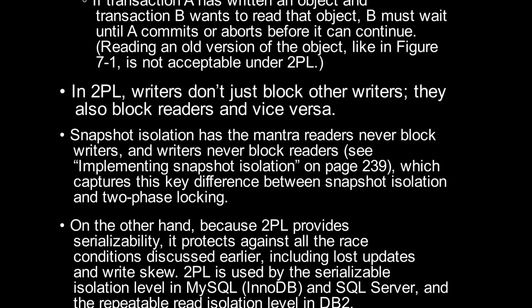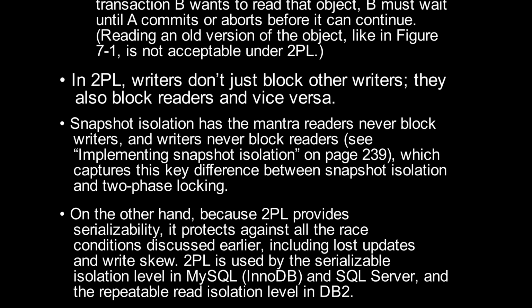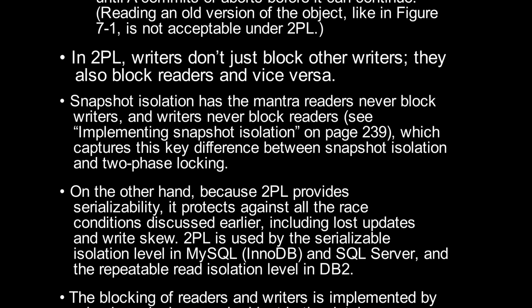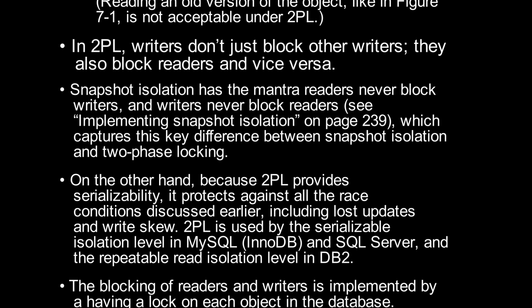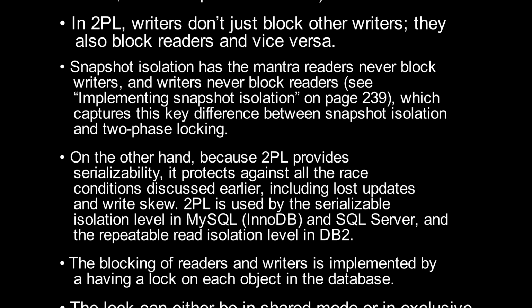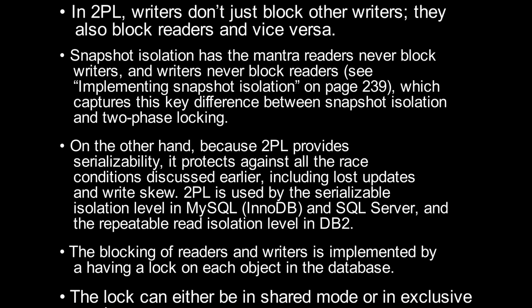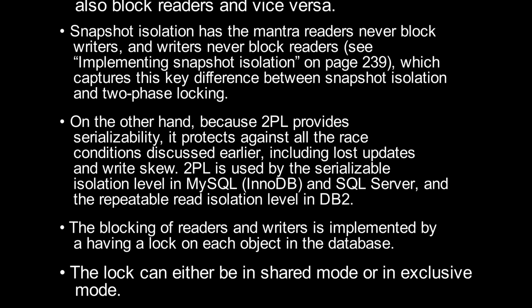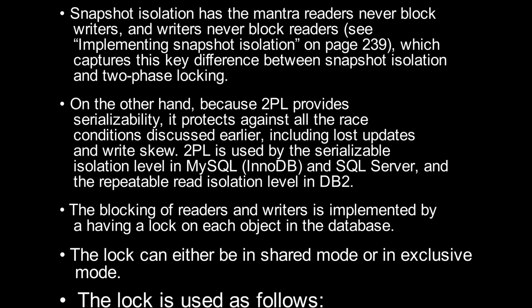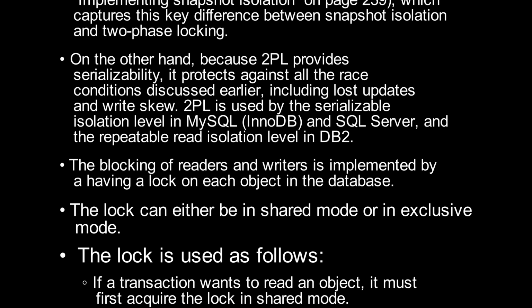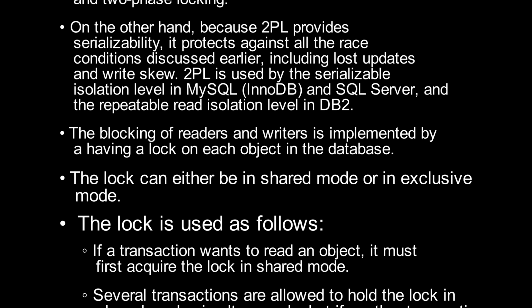On the other hand, because 2PL provides serializability, it protects against all the race conditions discussed earlier, including lost updates and write skew. 2PL is used by the serializable isolation level in MySQL (InnoDB) and SQL Server, and the repeatable read isolation level in DB2. The blocking of readers and writers is implemented by having a lock on each object in the database. The lock can either be in shared mode or in exclusive mode. The lock is used as follows.